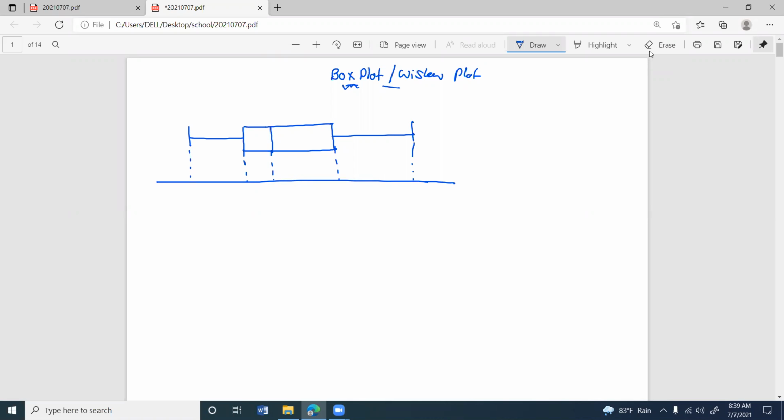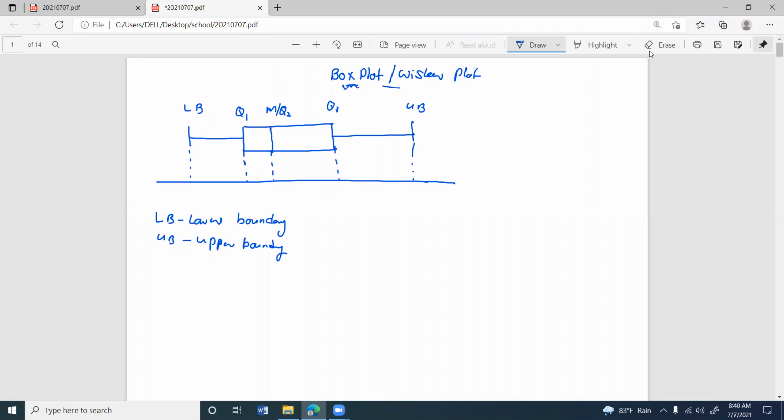In this case, this value is the lower boundary, LB. LB means lower boundary. And this is the upper boundary. And this value would be Q1, this is the median or Q2, and this is Q3.